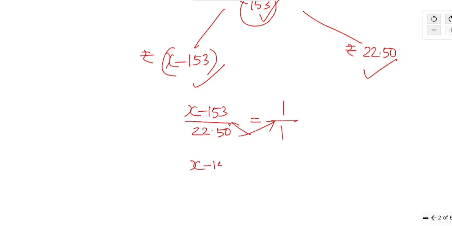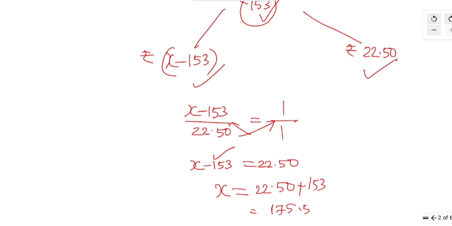Now we can do our cross multiplication. That gives us X minus 153 is equal to 22.50. Now if we add, because this value moves on to the other side, it has to be added. That gives us 175 rupees 50 paise per kg. So this is our answer for this question.